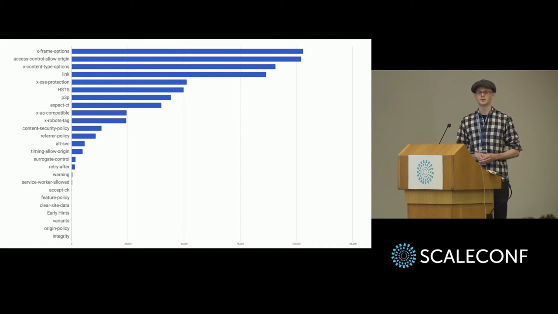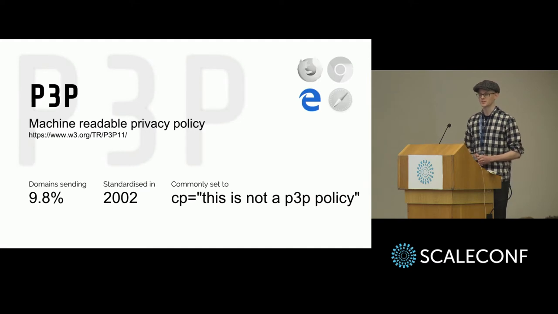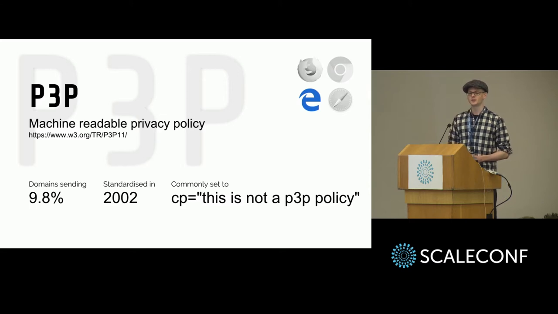Who's heard of P3P? Amazing. That's one person back there. So P3P is emitted by almost 10% of the servers surveyed by HTTP Archive, which I found really surprising. It's only supported by one browser, and the most common value for this header is "this is not a P3P policy."